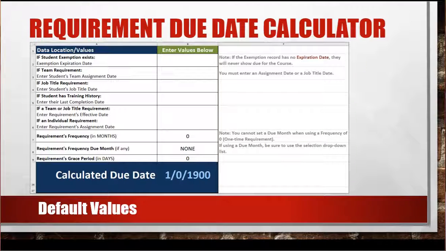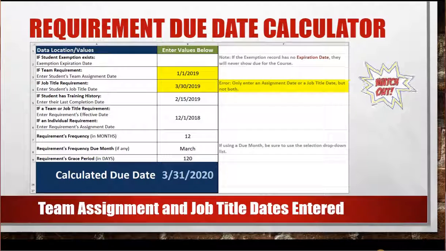You can enter in the requirement's frequency. If you're setting a due month, you'll select it on the drop-down list. And finally, you'll enter in the grace period days. With all the information that you put in here, you'll see a calculated due date at the bottom. But there are a few things to watch out for.